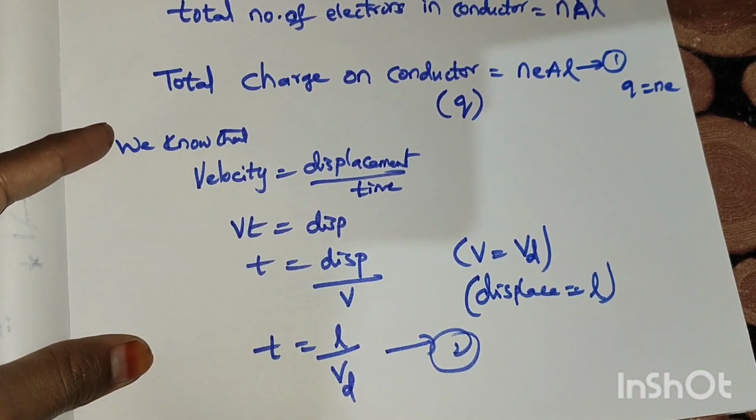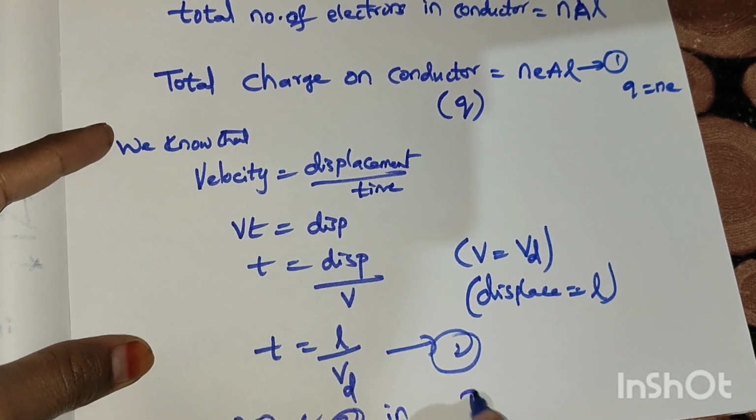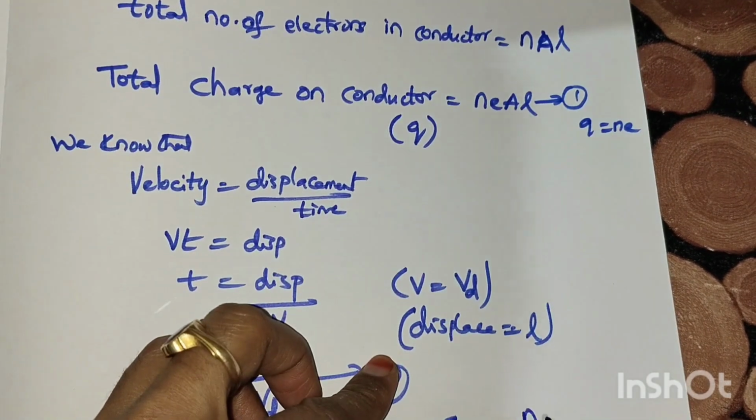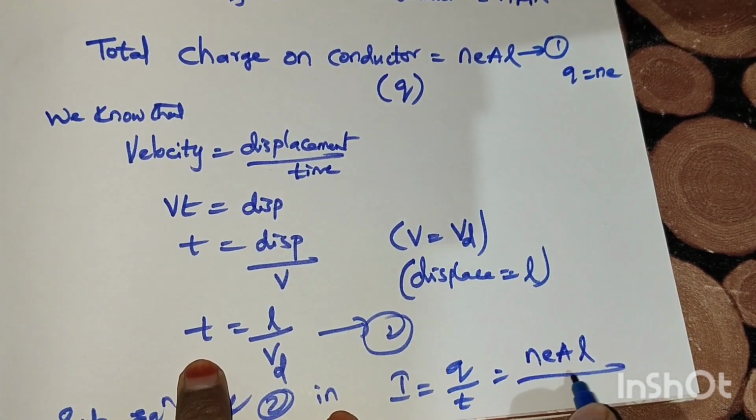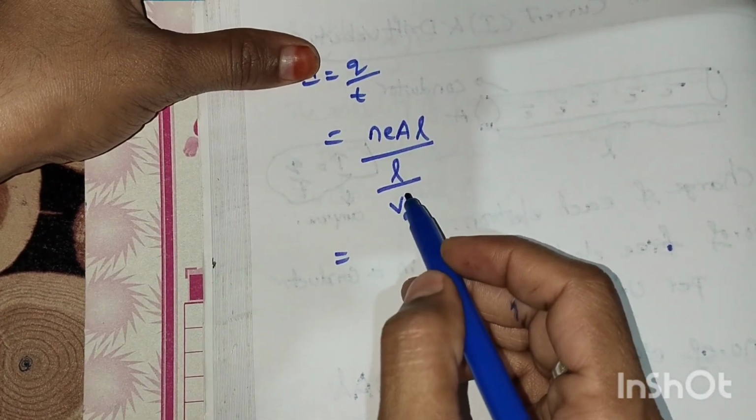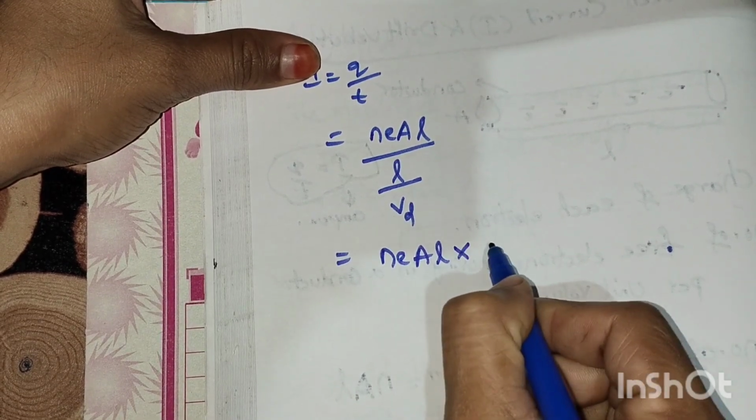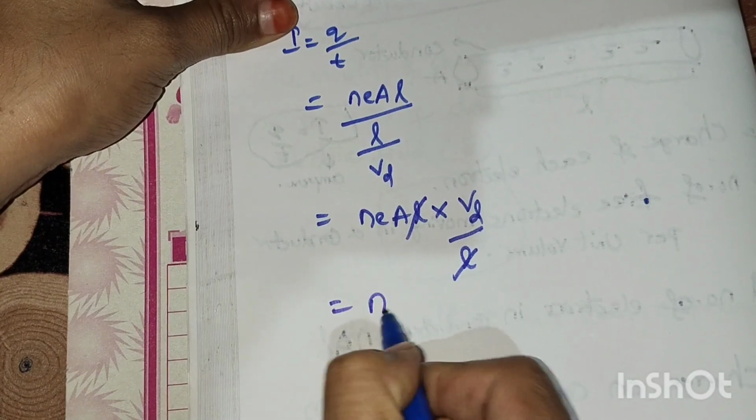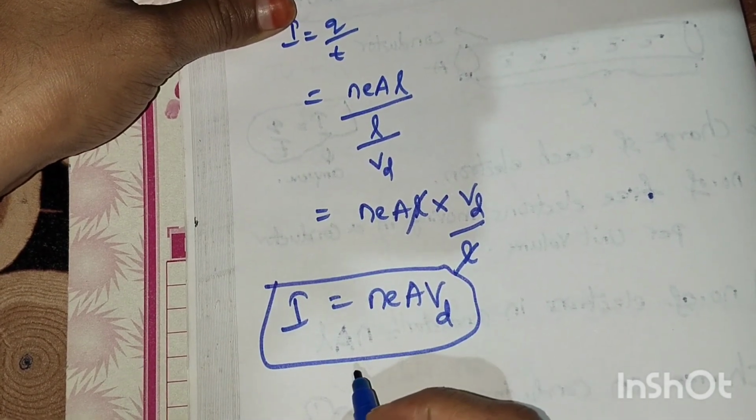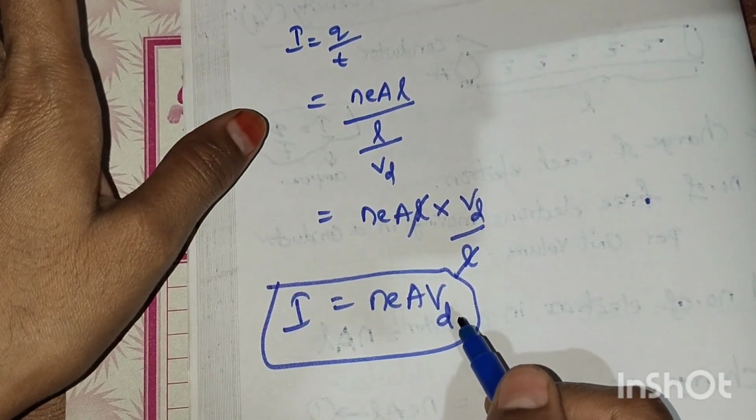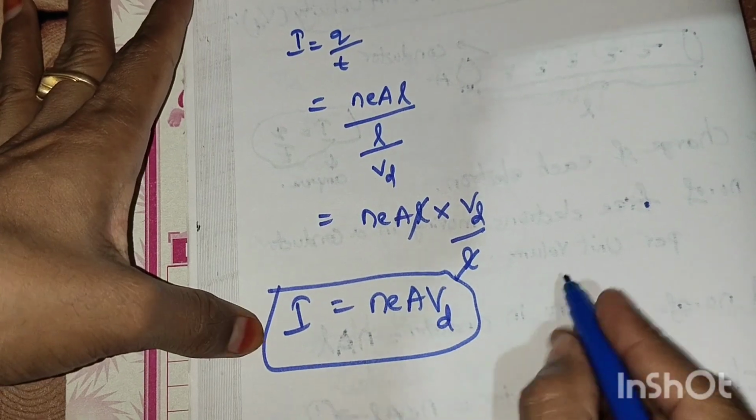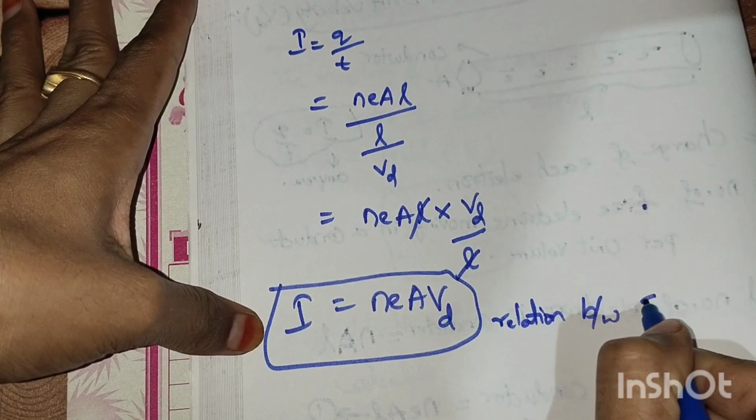So substitute equations 1 and 2 in I equals Q by T. What is Q here? NeAL, divided by T, which is L by Vd. Take the reciprocal of the denominator, and we get NeAL into Vd by L. L and L will be cancelled, so NeA Vd. So this is the relationship between current I and drift velocity: I equals NeA Vd. This is a very important formula for the students who are preparing for EAMCET, JEE and NEET.